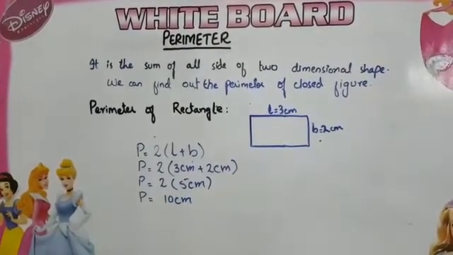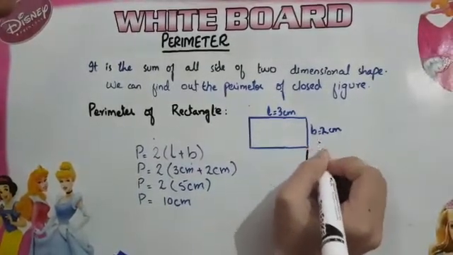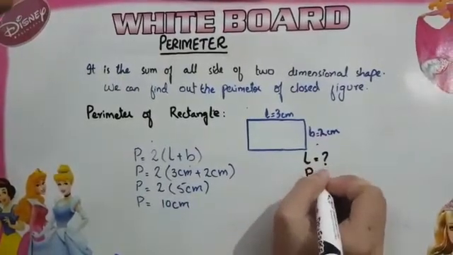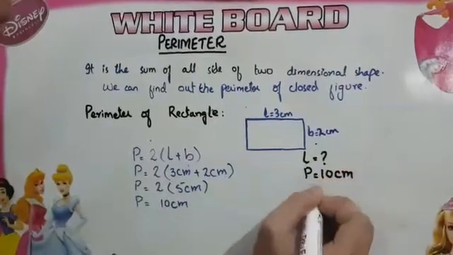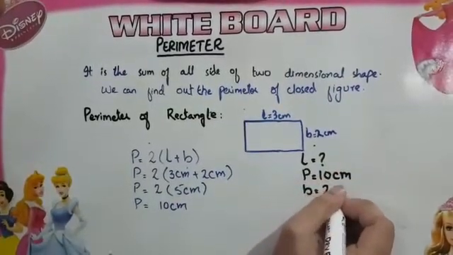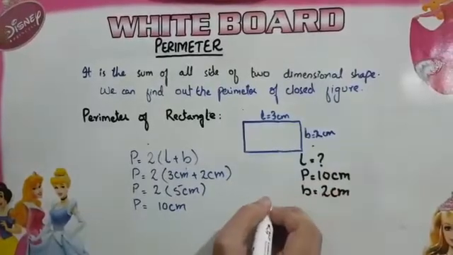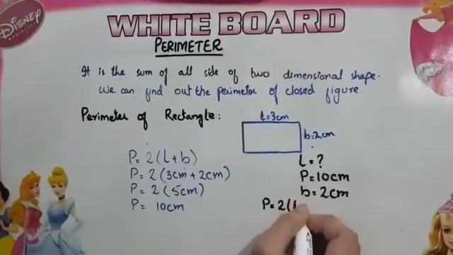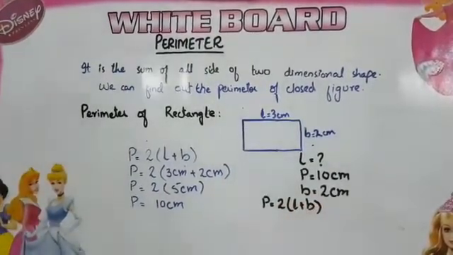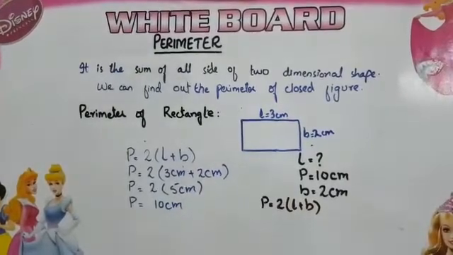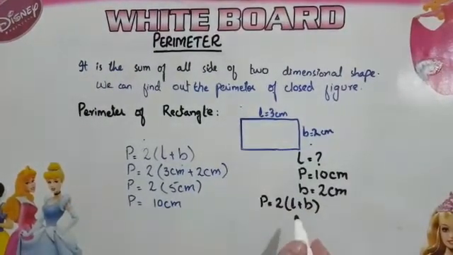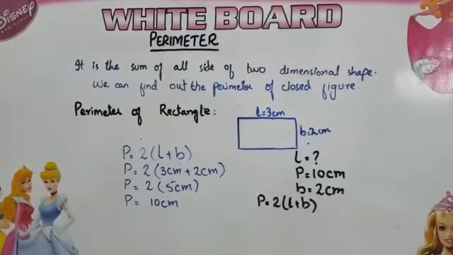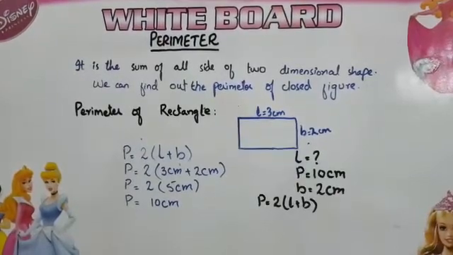Now, if you have to find out the length, and the perimeter and breadth are given. Perimeter is 10 centimeter. Breadth is 2 centimeter. Firstly, write down the formula. On the right side of the formula, 2 is multiplying the bracket. So as we all know, the value which is multiplied on one side will divide on the opposite side.